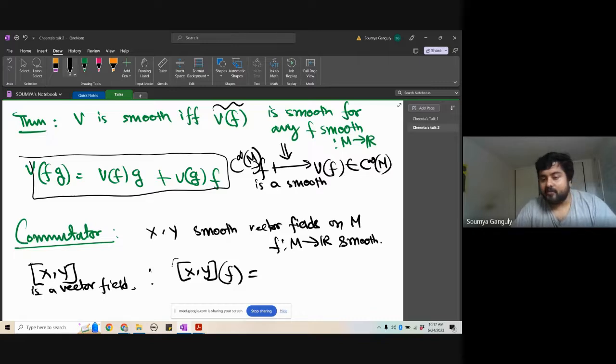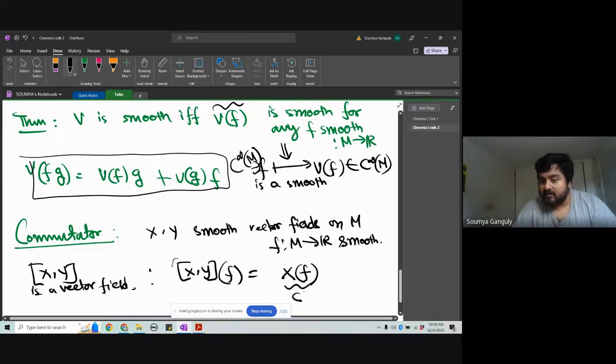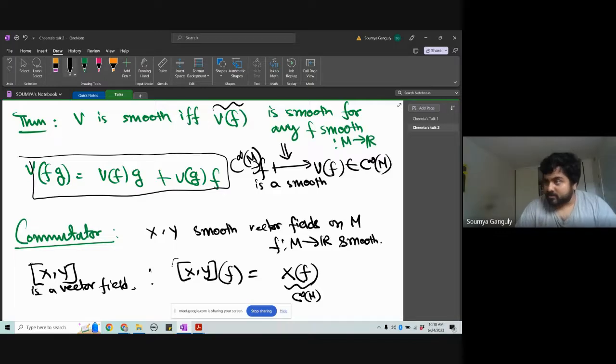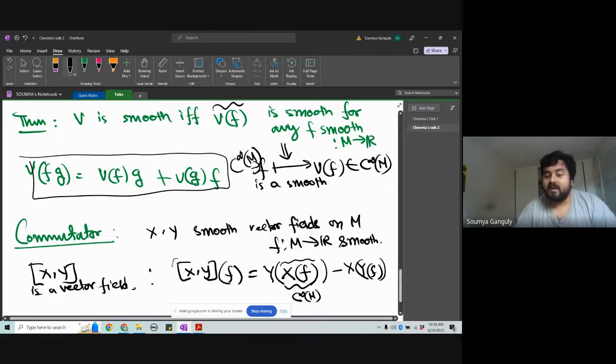So f is a smooth function, and it will act in the following way. Note that if x is a vector field on M, then x of f is a function. It's a function in C infinity of M, right? Because x is a smooth vector field. So x of f is a function when f is a function. Then, since it's a function, we can act y on it, because vector fields can act on functions. Similarly, we can have y of f, which is also a function, then x can act on it. And this difference is basically the definition of the commutator of x and y.